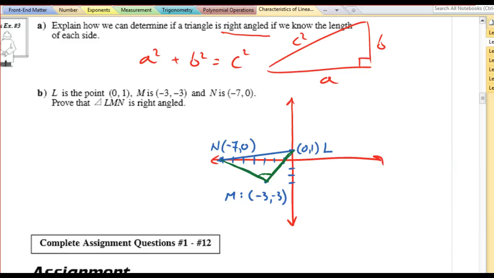So let me find the distances of these guys. Let's make these A, B, and C. So A squared plus B squared equals C squared. Okay, this is going to take me a little while here, because I need to exactly figure out the distances. So what's the distance from here to here?